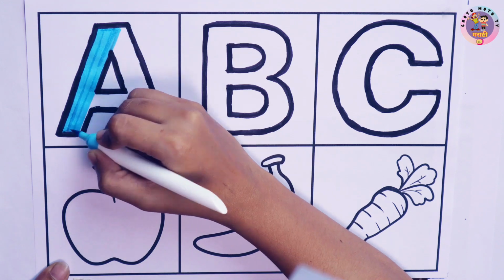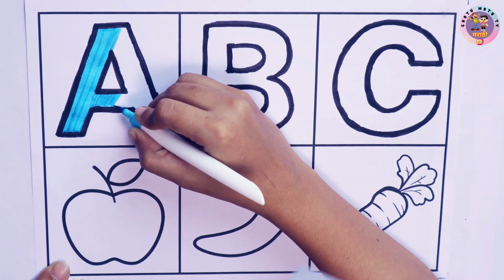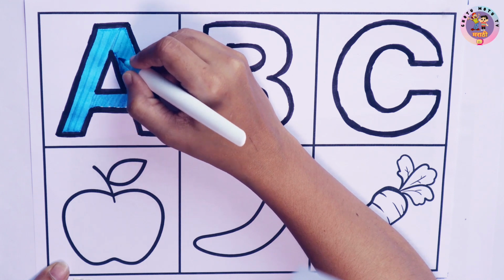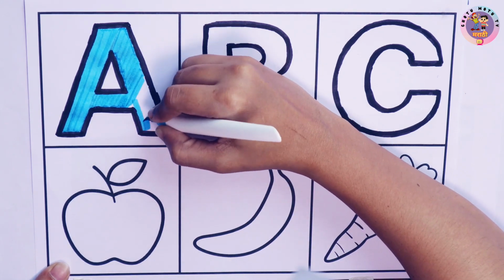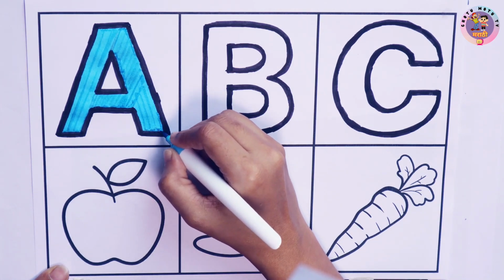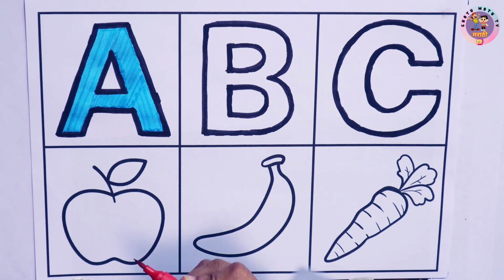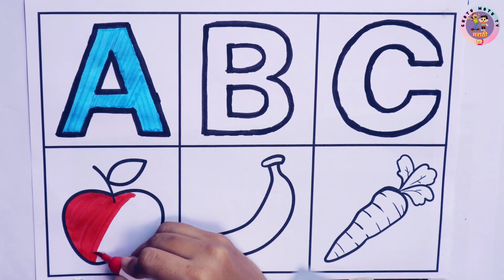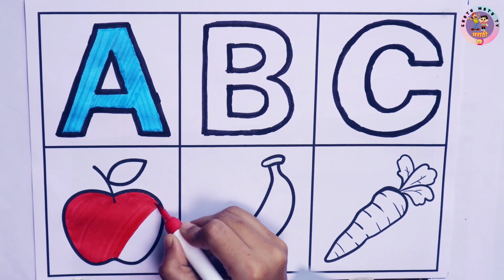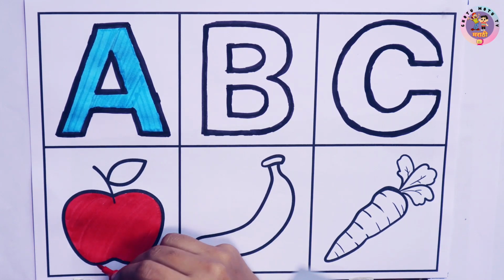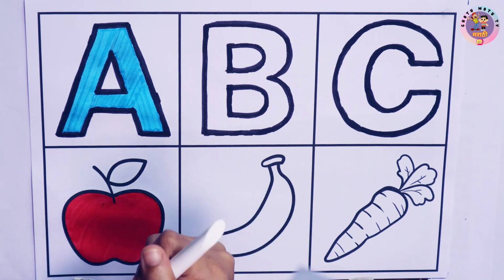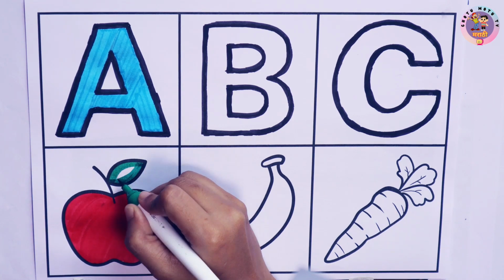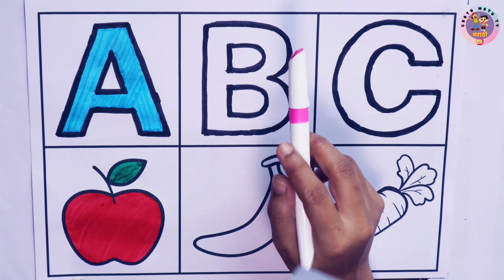Let's color A. A is for apple. I'm coloring apple. Red apple. Green. Pink color.